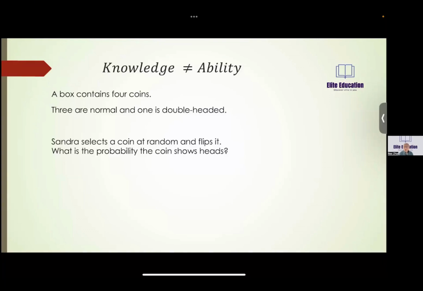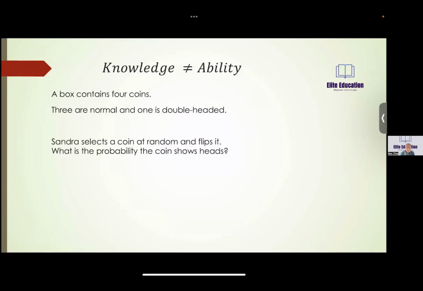For example, let me give you an example. This is a problem we discussed in class, and it's a problem about probability. So what does this question say? It says there are 4 coins, 3 of which are normal, and 1 is double-headed. Sandra chooses 1 and flips it. What is the probability that she gets heads? So what is the probability of getting heads when you flip it?